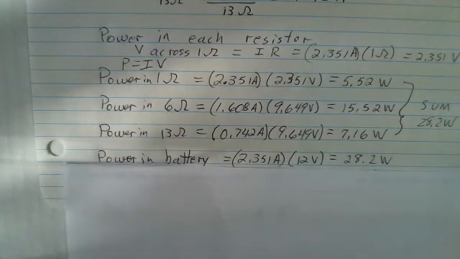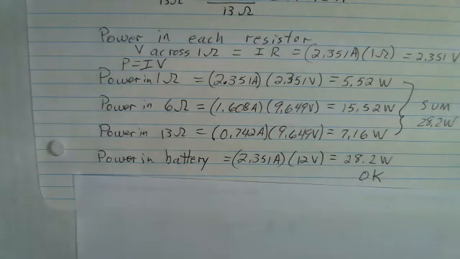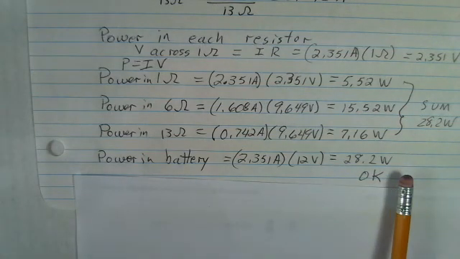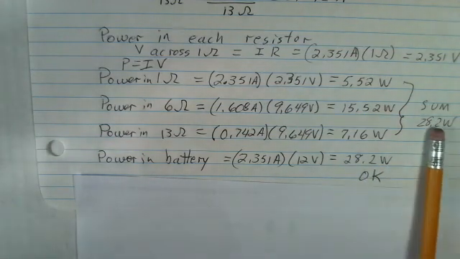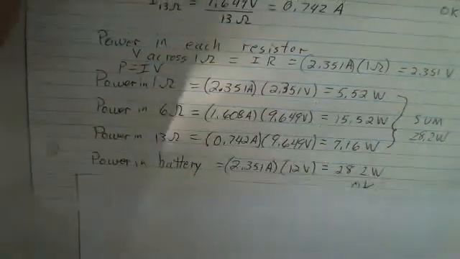And now if we do this power calculation for the battery, the current coming out of the battery, 2.351 amps, 12 volt battery, 28.2 watts. The power coming out of the battery matches the power being delivered to the resistors. So we've double checked ourselves.